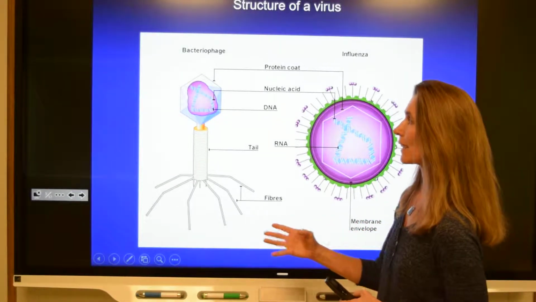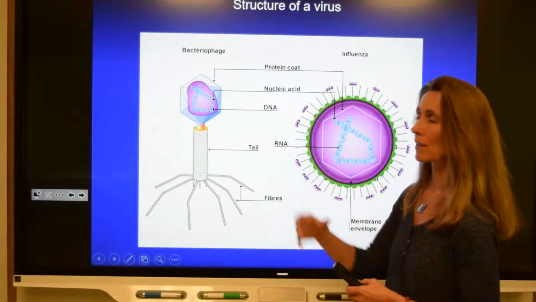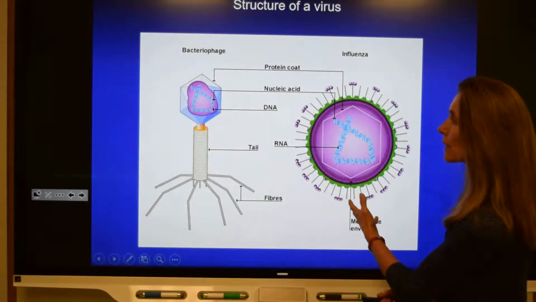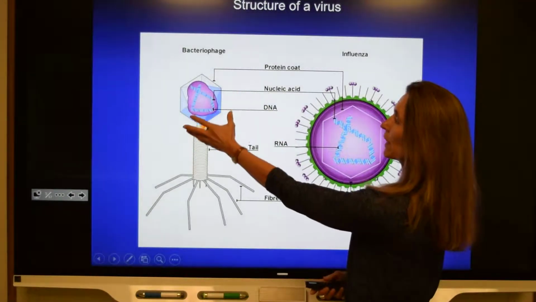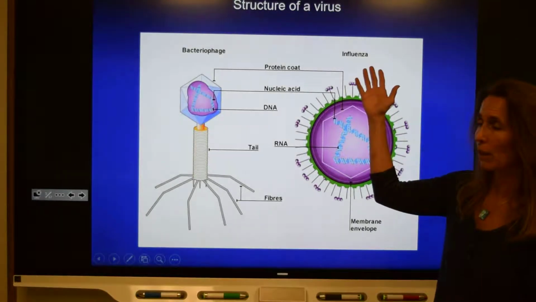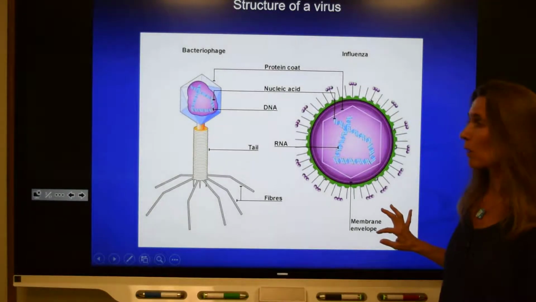They are basically a protein shell with genetic material, nucleic acids, inside of them. And here you can see two examples. This is a bacteriophage that infects bacteria. And here we have the influenza virus that is, in this case, surrounded by a membranous envelope.